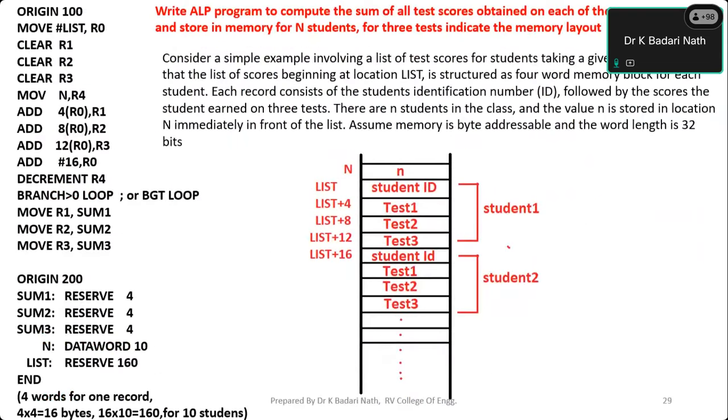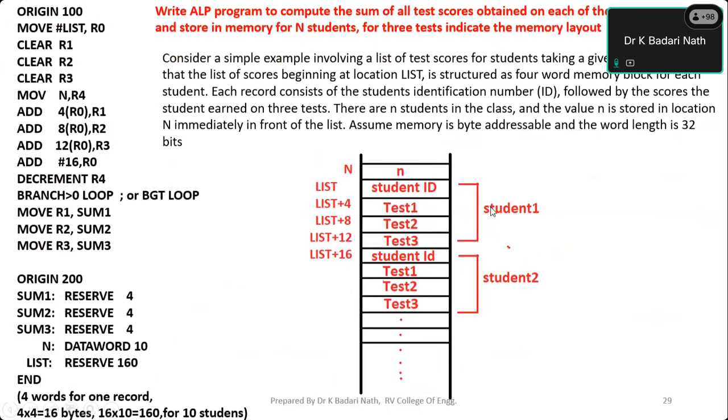This is the program used to compute the scores secured by students in different tests. Every student has one record stored in the memory. The record consists of the student ID, which is a number, and the marks secured in three tests: one word for test one, one word for test two, and one word for test three. So every student record has four words. Many records are stored in the memory.